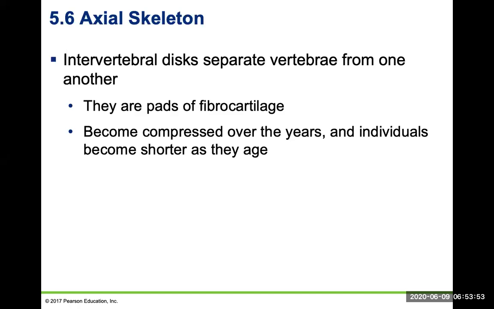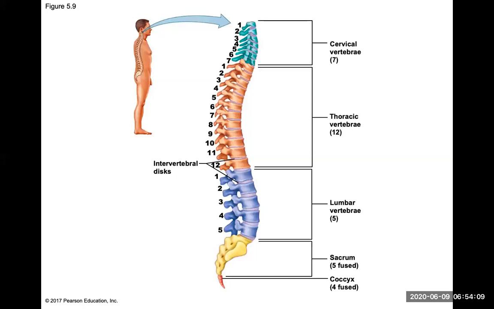They become compressed over the years, and individuals can also become shorter as they age because these vertebral discs will shorten. So that's why some people get shorter as they grow older. So here are your vertebrae, the 7 cervical, 12 thoracic, and 5 lumbar. You also have 5 fused sacrum and 4 fused coccyx, but we just call them one because they're completely fused together.